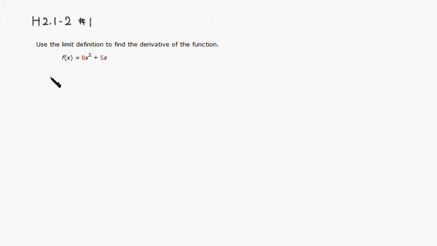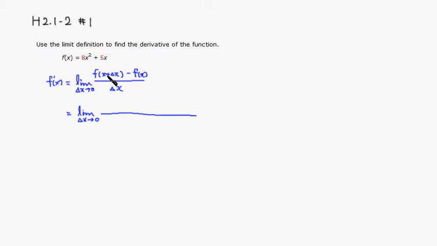All right, so the derivative, f prime of x, is defined as the limit as delta x approaches 0 of the difference quotient: f of x plus delta x minus f of x, all over delta x. All right, so let's follow that definition. So you still have the limit as delta x approaches 0.